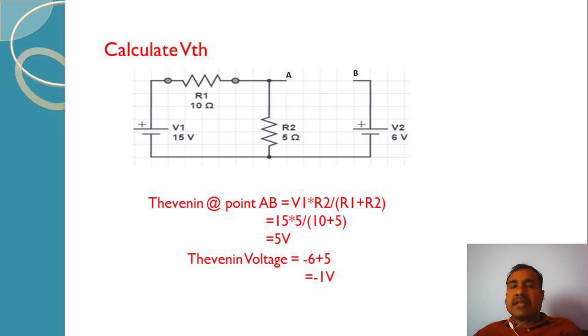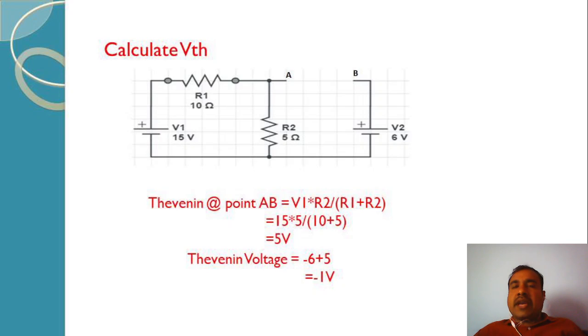So that is V1, 15, into 5 divided by 10 plus 5, which turns out to be 5 volts. So 5 volts is the voltage drop across resistance R2. Now we can apply KVL to this loop.